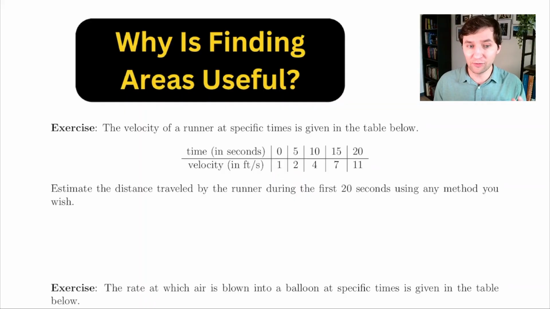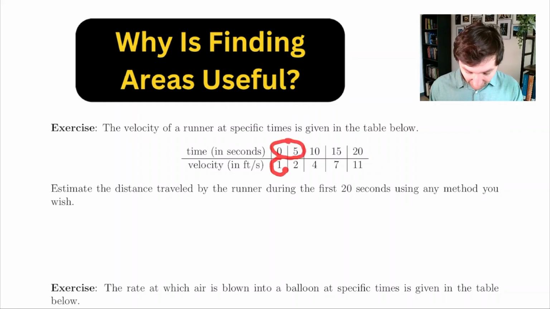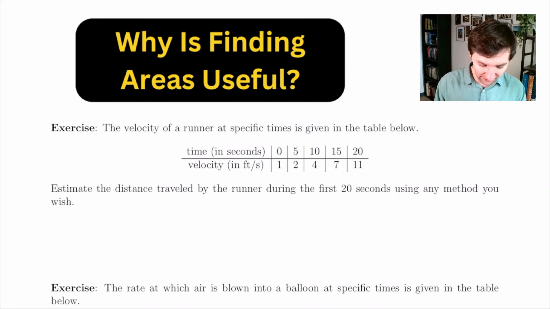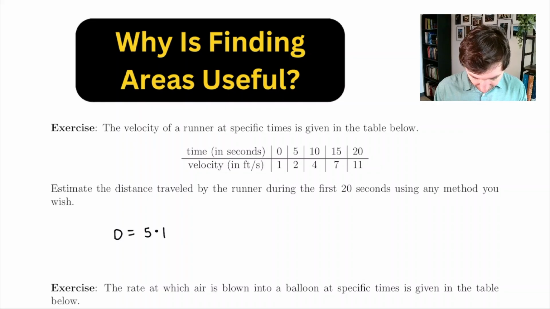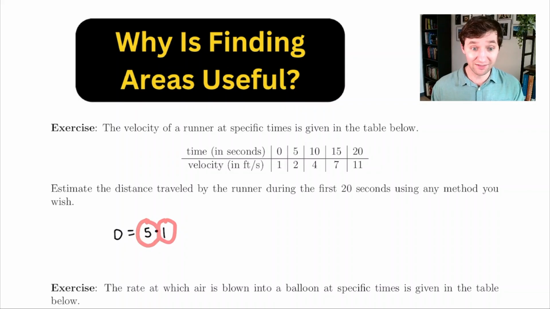Because I'm allowed to use any method I wish to estimate the distance traveled, I will assume that during the first 5 seconds, the runner was going with the speed given at the beginning of the time interval, which means that during the first 5 seconds, the runner ran 5 times 1. The velocity was 1, and the time spent running with that velocity was 5, which means that the distance during the first 5 seconds was 5.